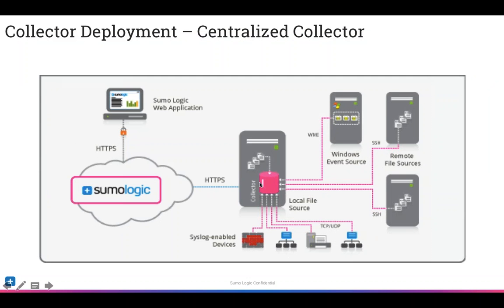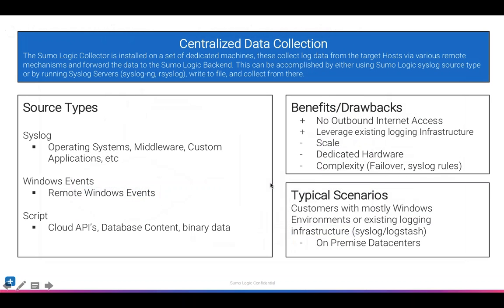In this case, I have one collector on this dedicated machine, and I'm having all these different log files or log messages being sent to this central collection area. So the source types we can get there are syslog, again your OS, your middleware, your custom apps, Windows events like remote Windows events, and scripts as well.